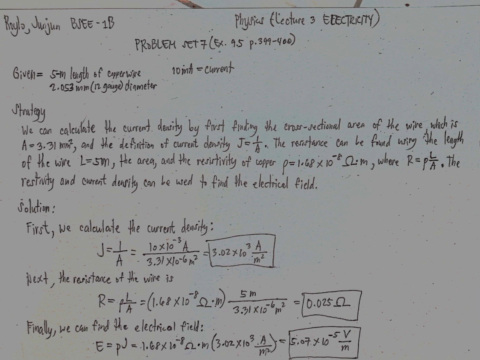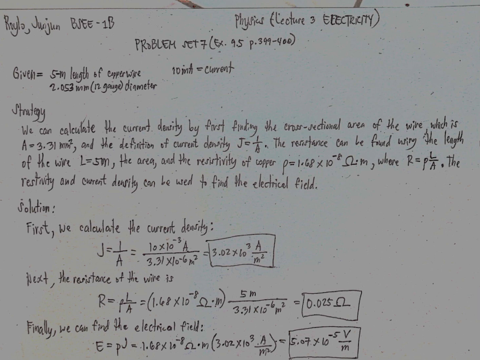Next, the resistance of the wire. So 1.68 times 10 to the power of negative 8 ohm meters times 5 meters over 3.31 times 10 to the power of negative 6 meter squared. So the answer is 0.025 ohms. Finally, we find the electrical field.